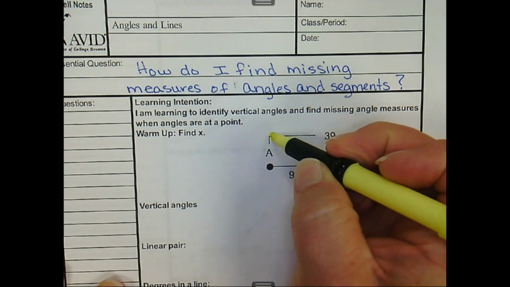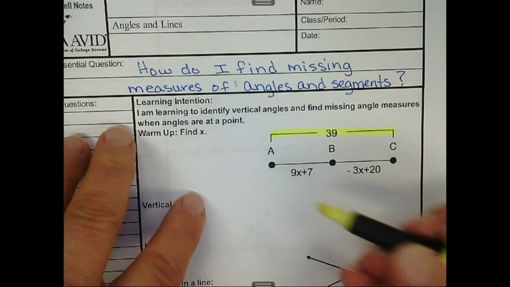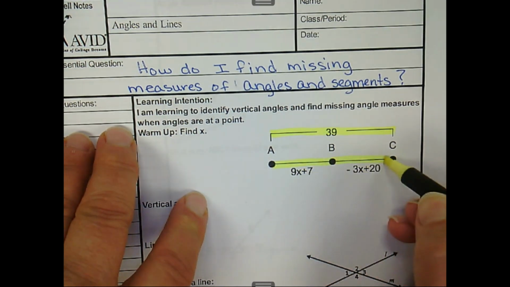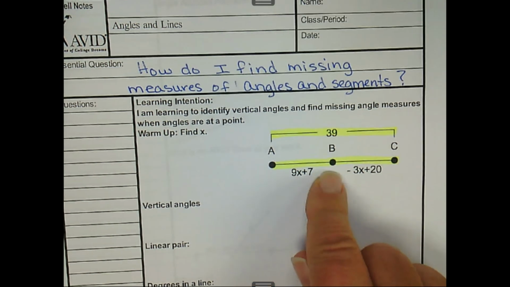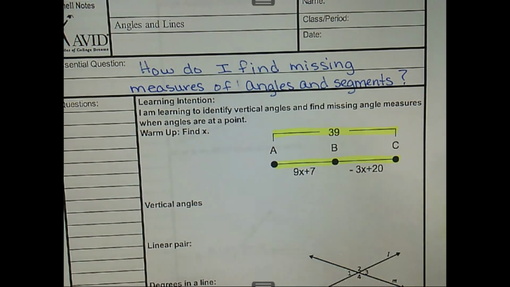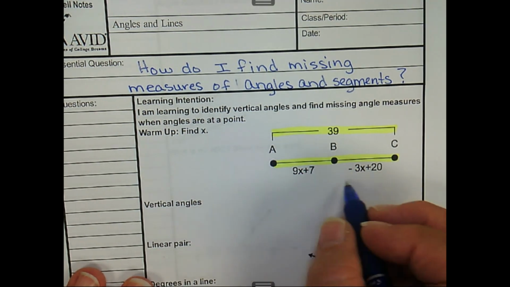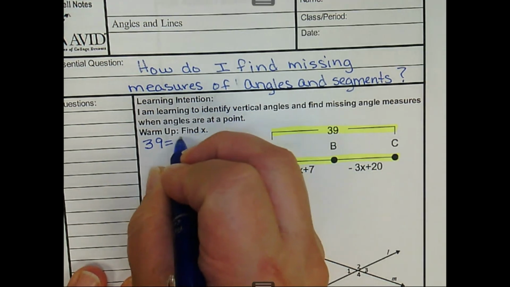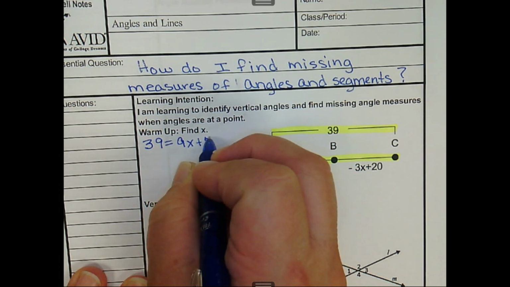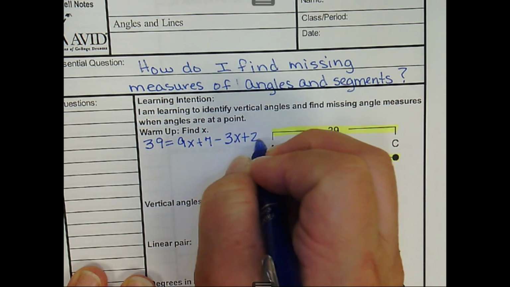So, as I'm looking, what I see is this is 39, and it's also the length of AC. AC is composed of AB plus BC, and the whole thing is 39. So I can set it up with addition, because it's a segment addition. 39 is equal to 9x plus 7 plus 3x minus 20.